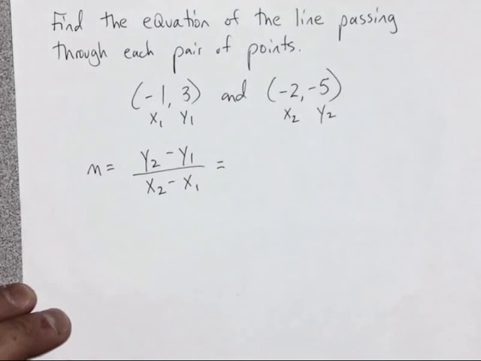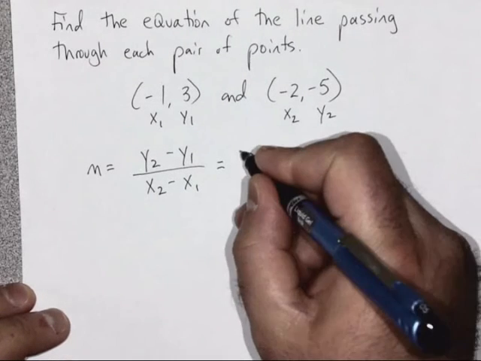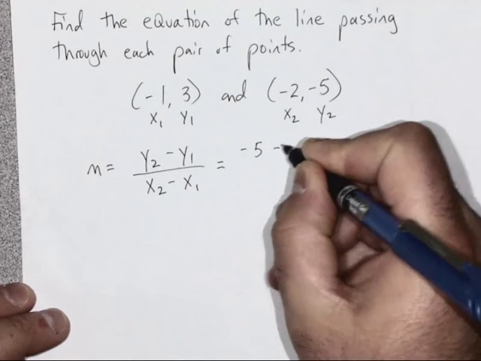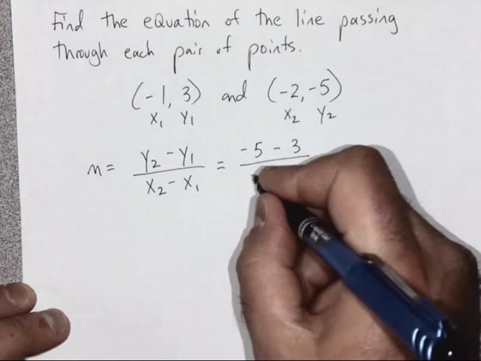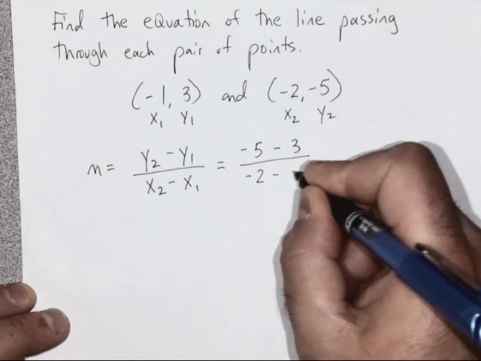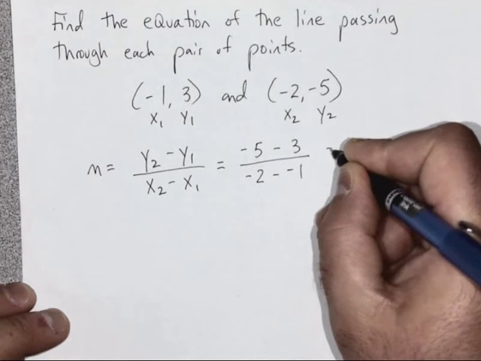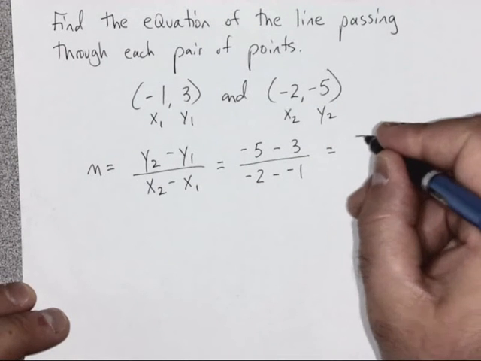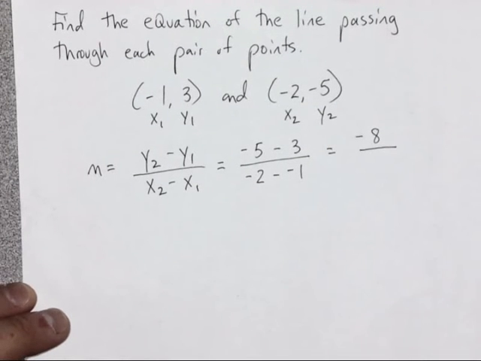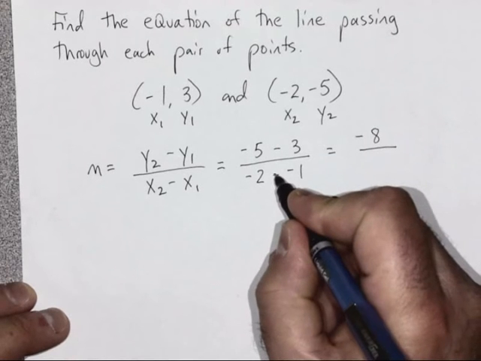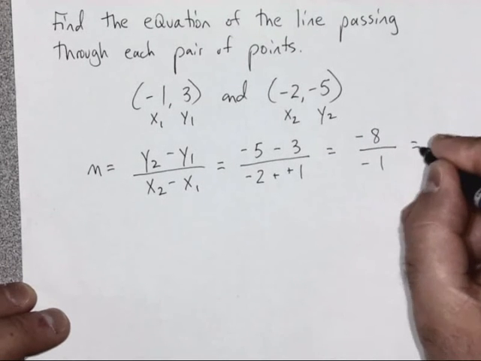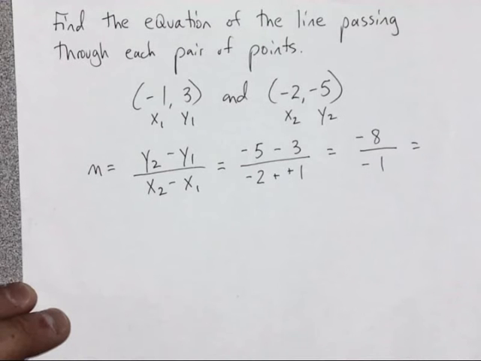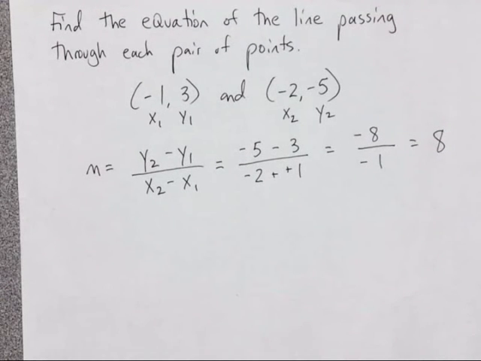So now I have my ordered pairs labeled, so let's substitute those numbers in. So -5 minus 3 on the top, -2 minus -1 on the bottom. So that gives me -8 on top. And of course these double negatives turn to a positive, 1 on the bottom. And of course -8 divided by 1 is -8... so that gives us the slope.